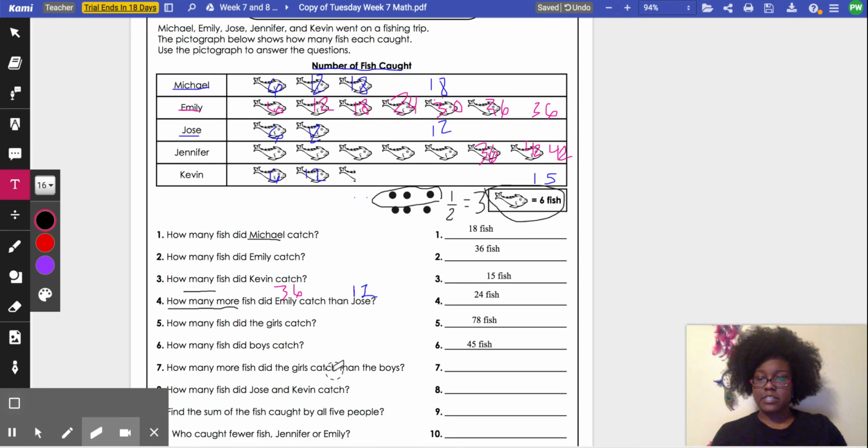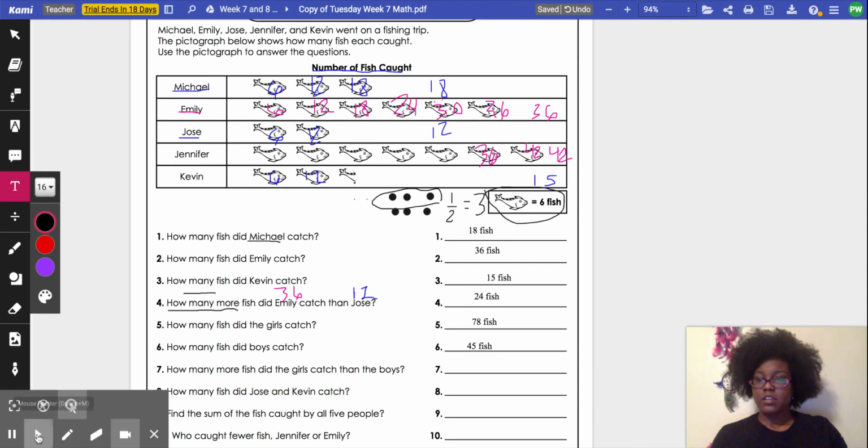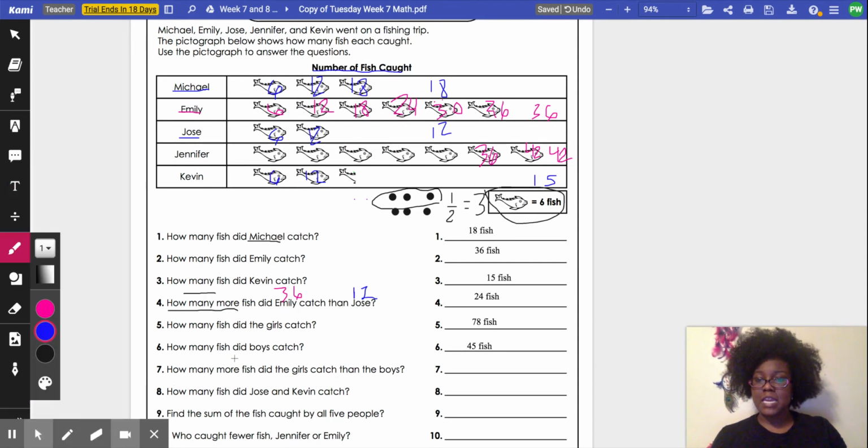Moving on to this next question, number 7. It says, how many more, stop, Miss Walker, subtract. How many more fish did the girls catch? Oh, we got 78 for the girls, then the boys. And for the boys, we got 45. So we have to subtract.